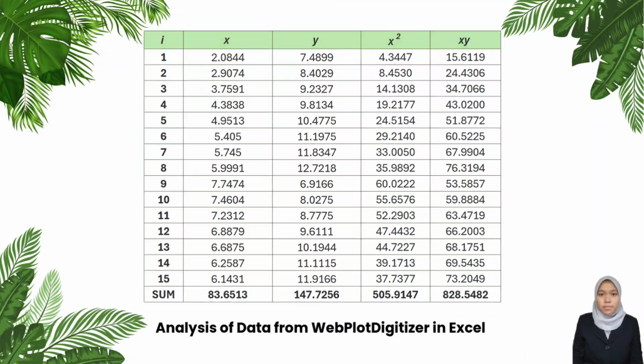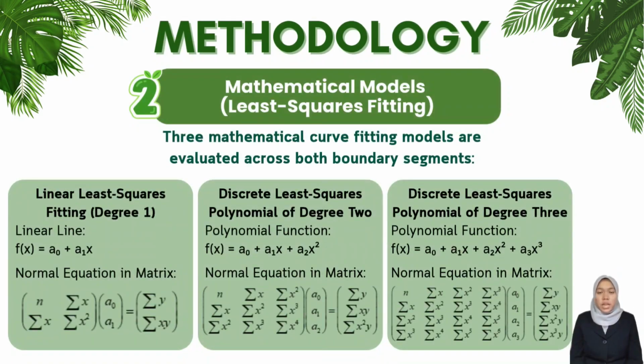which smoothly maps out the specific data for our calculation. The second step of the methodology is that we evaluated 3 different mathematical models for the upper and lower boundary. The models are linear least squares fitting, discrete least squares polynomial of degree 2, and discrete least squares polynomial of degree 3. The 3 of them will produce different general equations, as a different normal equation matrix will be used according to the degree.